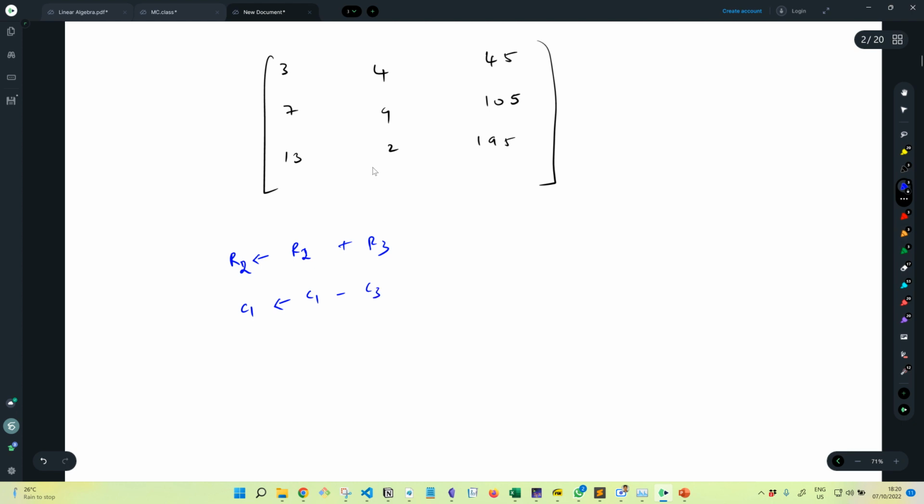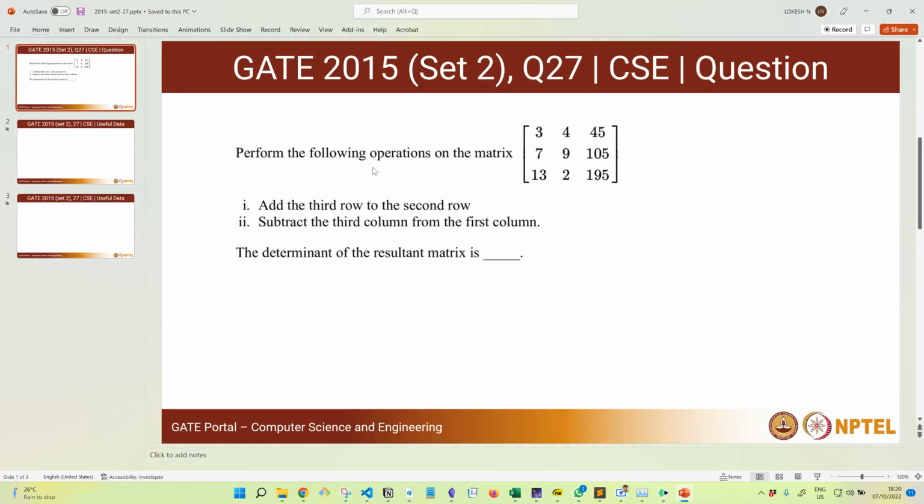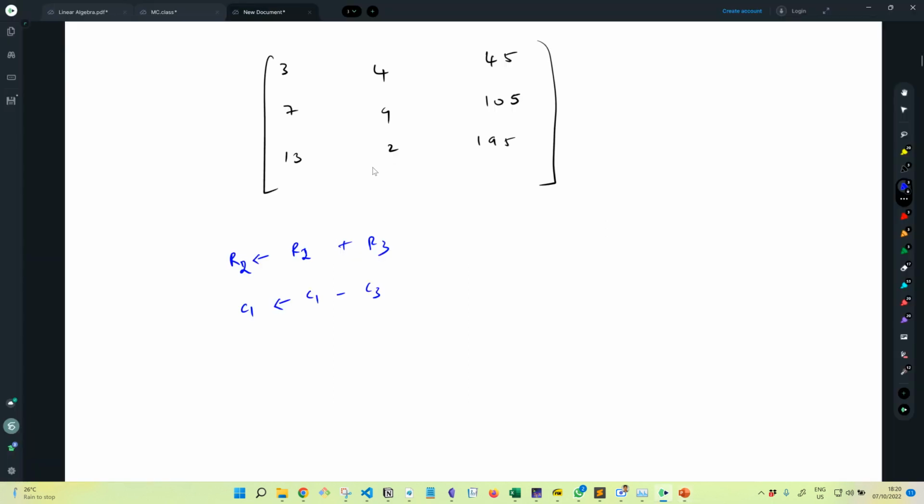Now the question is they are asking to find the determinant of the matrix after you perform these elementary operations. Let's say this is A. After performing the operations, let's say you get A prime. A prime is such that the second row in A prime is equal to the second row of A plus the third row of A, and the first column of A prime is equal to the first column of A minus the third column of A.